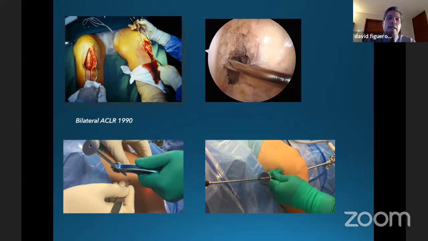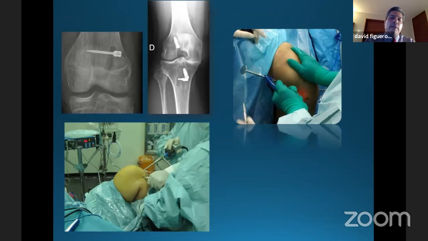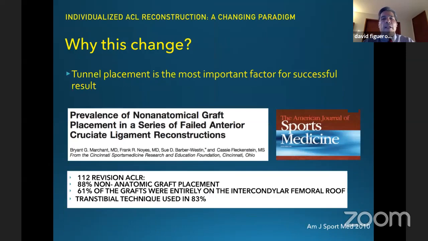This shows my evolution in terms of some x-rays, with the transfix system at the beginning. Of course, a transtibial reconstruction with two interference screws. On the top left, you can see the anatomic approach that requires bending the knee more than 100 degrees of flexion. And now on the right, you can see the outside-in technique. The question is, why this change?